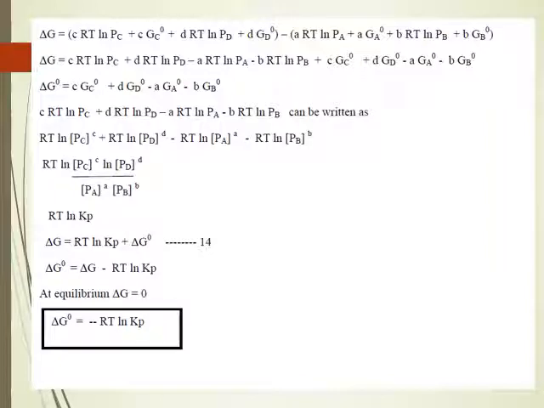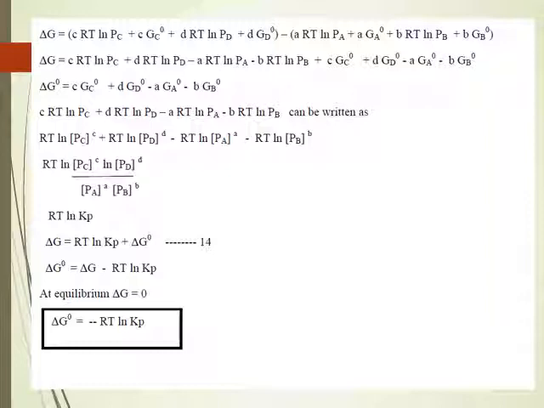Now we substitute: delta G is equal to the summation of the products minus the summation of the reactants. Bringing all the common terms together, we get RT ln of PC to the power C into PD to the power D, over PA to the power A into PB to the power B, and this is equal to the Kp. So RT into ln Kp. Delta G is equal to RT ln Kp plus delta G naught.